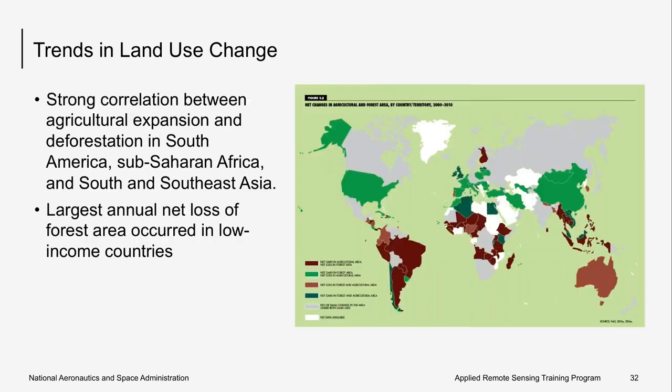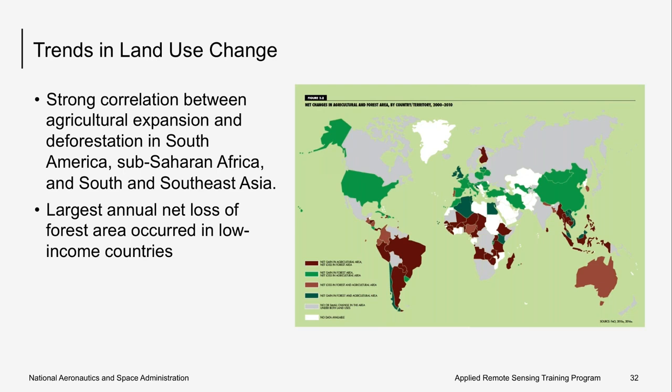So there's a strong correlation between agricultural expansion and deforestation, as shown in dark red regions on this map. These are areas with a net gain in agricultural area and a net loss in forests, primarily in regions like South America, parts of Africa, and Southeast Asia. The greatest net loss of forests and net gain in agricultural land over the period was in the low-income group of countries, where rural populations are growing.